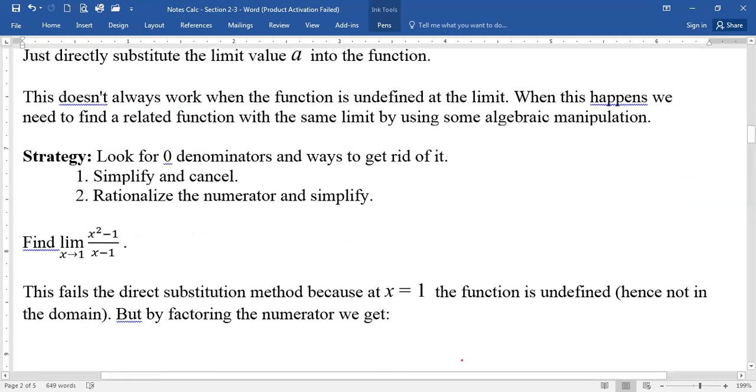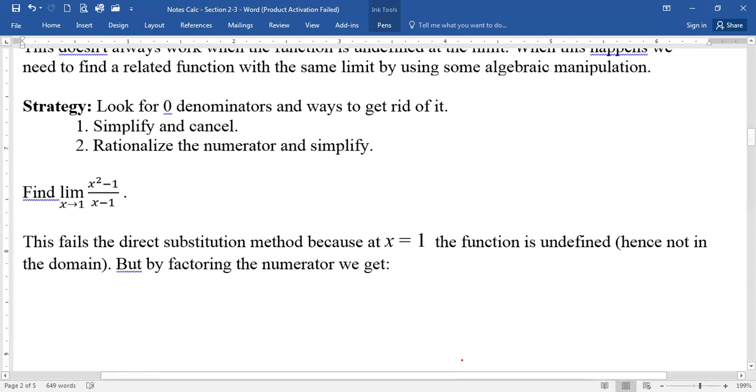This doesn't always work when the function is undefined, however, at the limit. So that part that says it's in the domain of the function, that's an important part. If you're dividing by x minus 2 and you say the limit as x approaches 2, I can't just substitute that in, can I? Because I'd be dividing by 0. So that part of the rule is important.